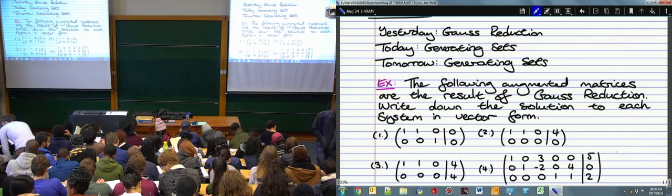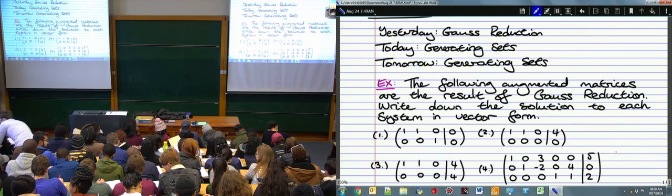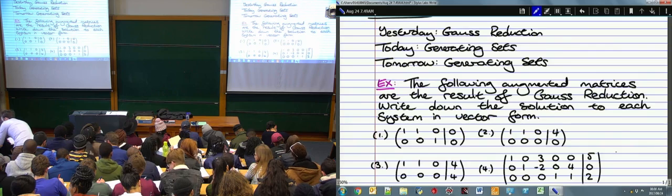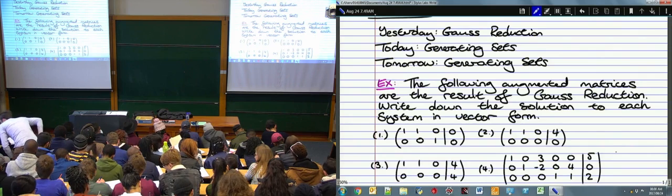What exactly do you mean by a pivot? So the pivots are the leftmost non-zero entry.